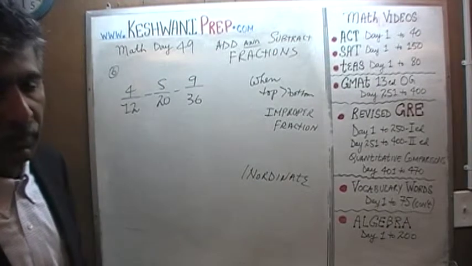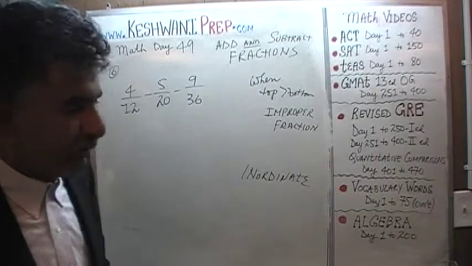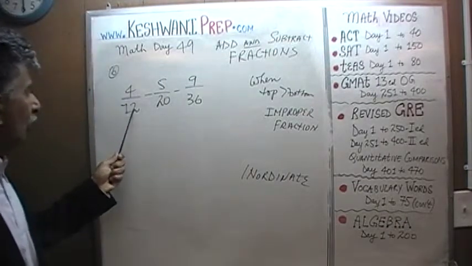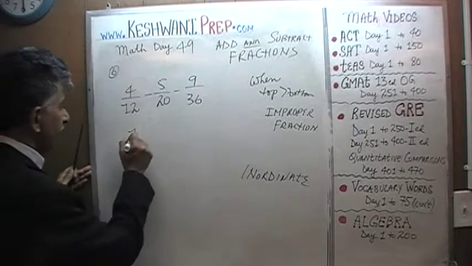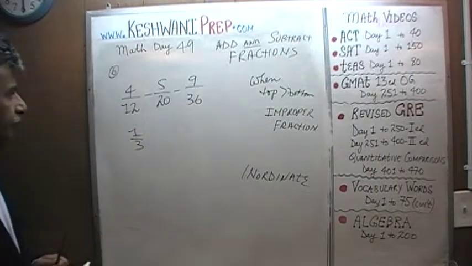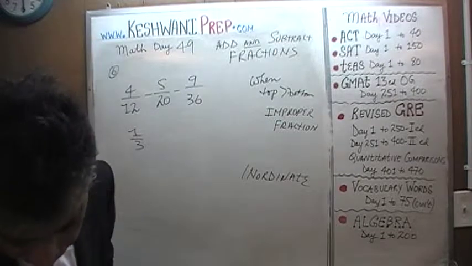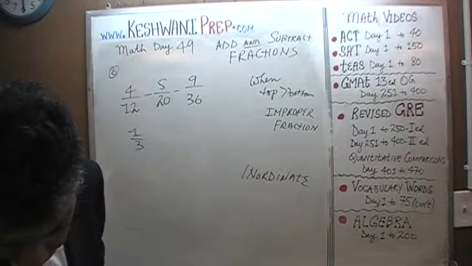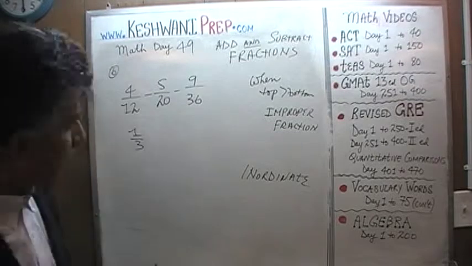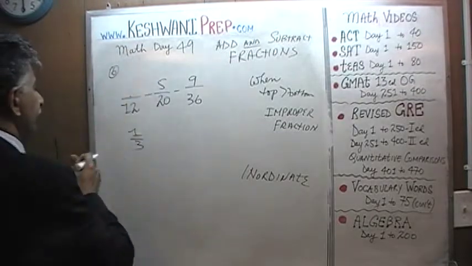We don't want to roll those things. If there is a chance to reduce the fraction, do it. For example, 4 over 12, of course, is simply 1 third. That's not what I meant to do here. That's not what it was supposed to be. Let me change the problem.